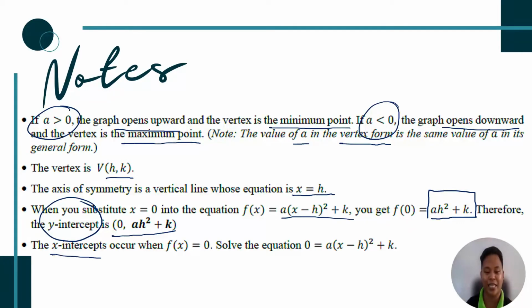The x-intercepts occur when the value of the function f of x is equal to 0. 0 is equal to a times the quantity x minus h squared plus k. So we're going to use the square root property here to solve for the x-intercepts of the given function.